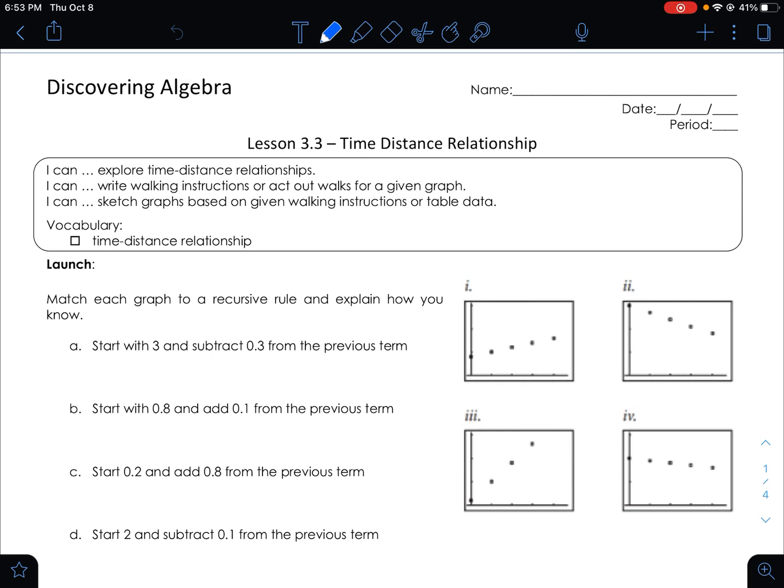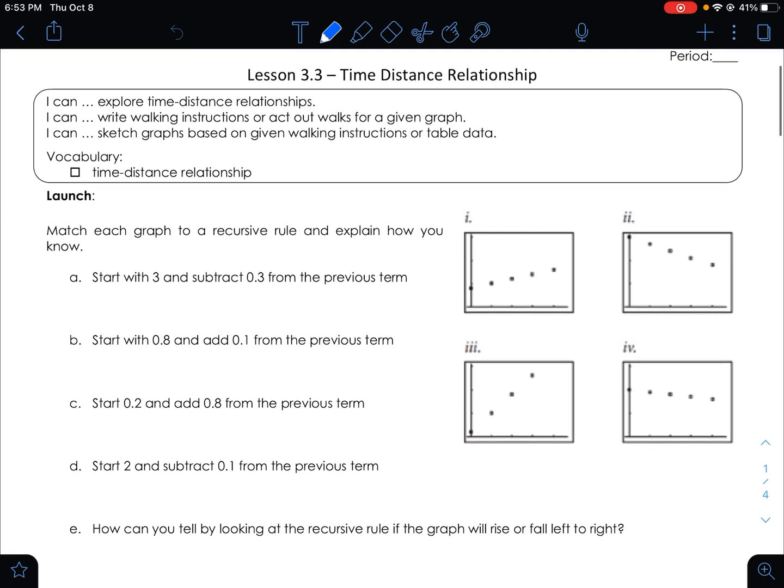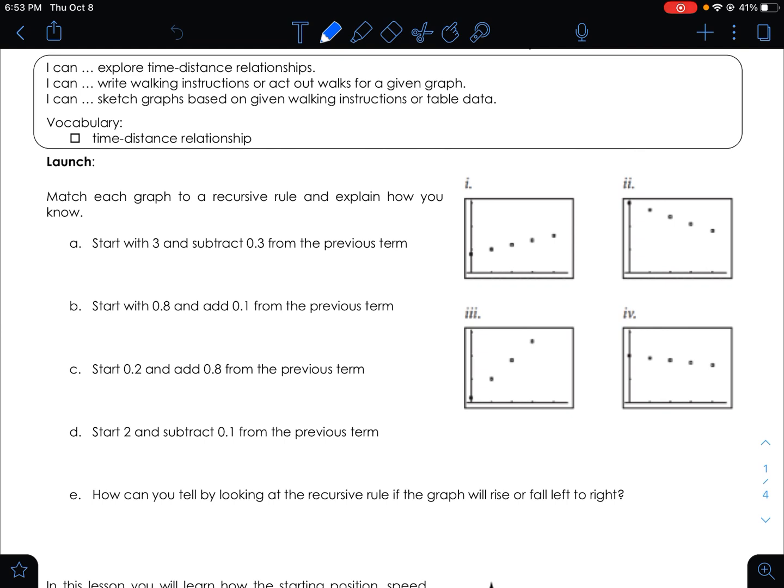So before we get started, what I'd like for you to do is to work on the launch activity. So go ahead and pause the video, and you're going to identify which of these graphs match up with A, B, C, and D. So pause the video, and when you're done, press play, and we will go over it. So it says match each graph to a recursive rule and explain how you know.